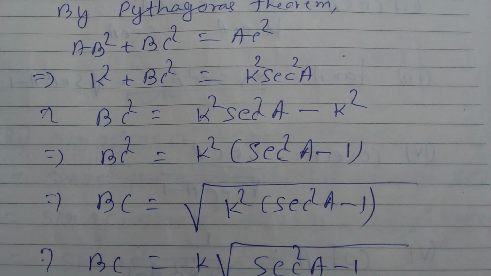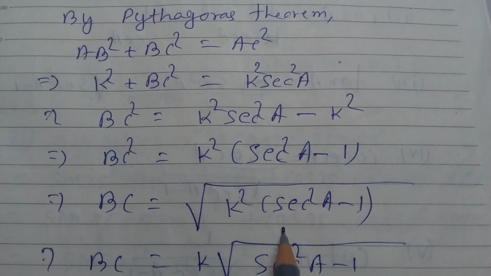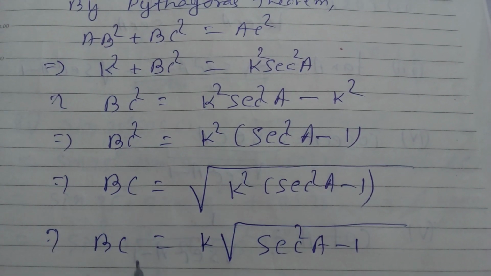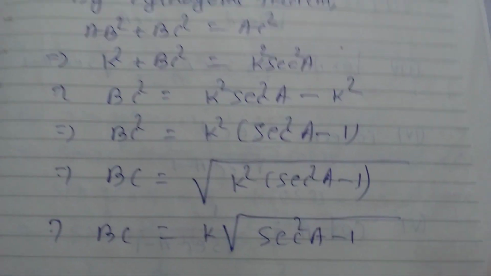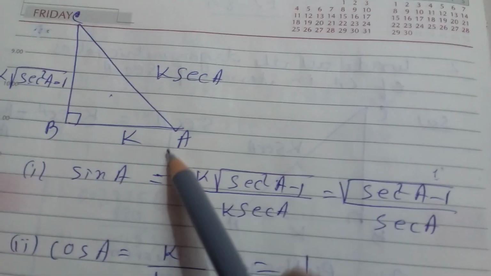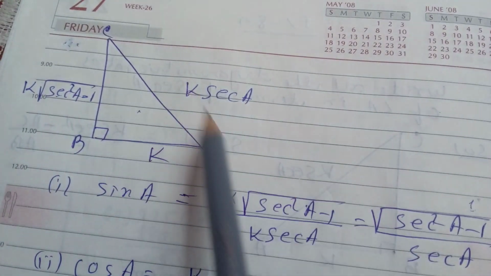So BC equal to K square root under sec square A minus 1. So BC equal to K root under sec square A minus 1. Now I have written here, look, this is B, this is P and this is H.